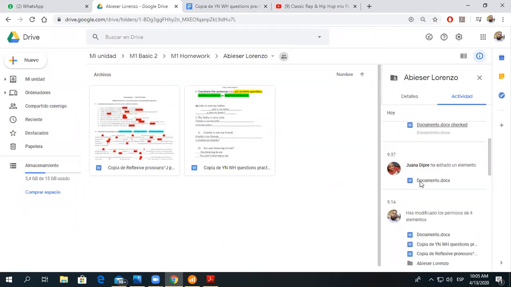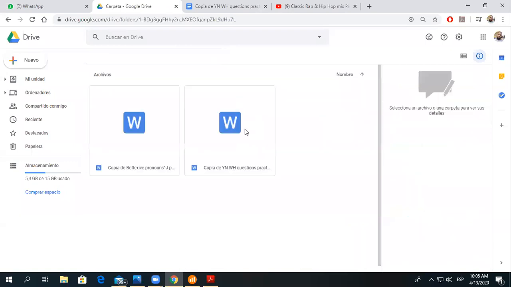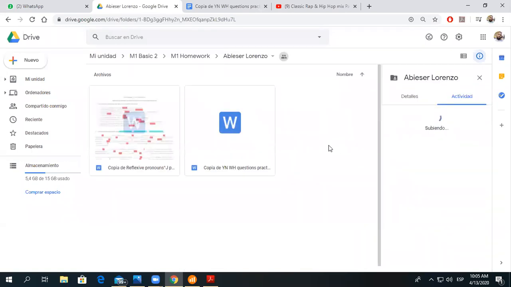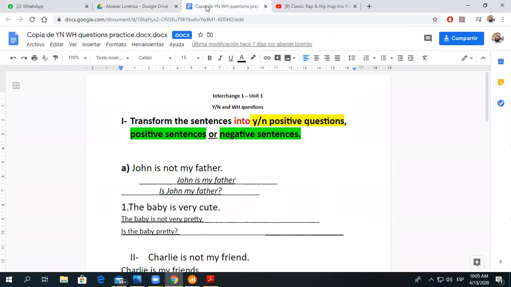You don't understand? Wait, Juana. I need to talk to Juana. You see, that's why you shouldn't be touching other people's folders. This is Abieser Lorenzo's folder, Juana. This is not your folder. You shouldn't have touched that. Now, I don't know if the practice that was there is Abieser's or yours. Because this practice was here. Now it's not here. Anyway, we'll check on that later. Talk to Juana later on.